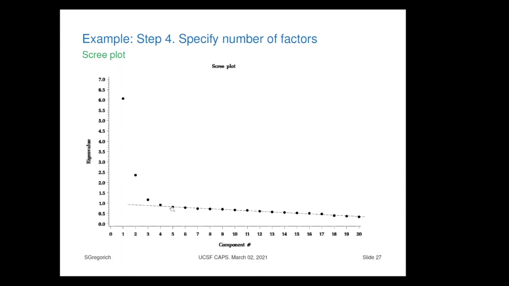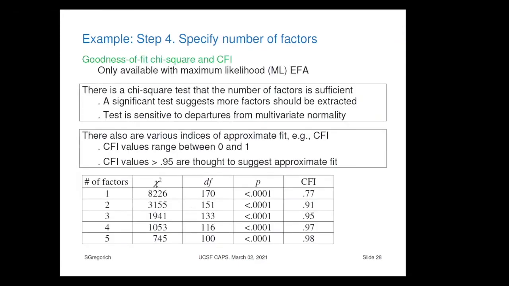I can't remember the name of the guy who invented this, but he was a hiker. So he was saying, this is like the base of a cliff. This is the scree down here, and then this is the cliff. So the idea is you draw a straight line, and anything on the line is not important, and what's above the line is important. So this suggests 3 factors as well. And then you can look at the goodness of fit and the CFI.